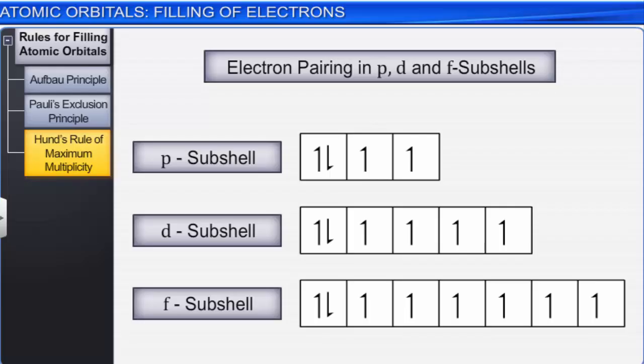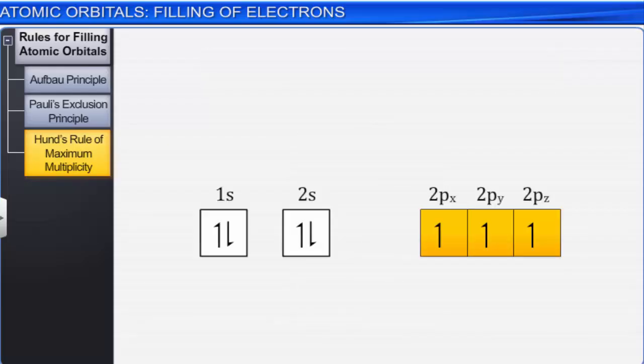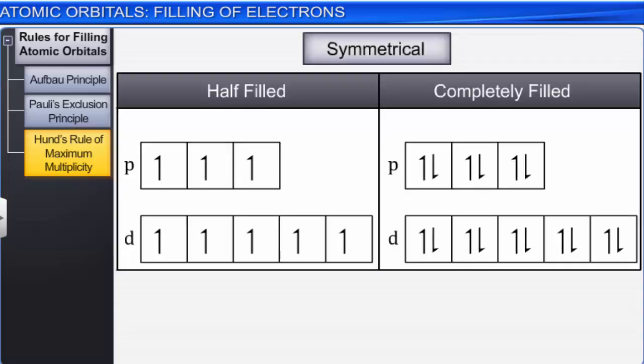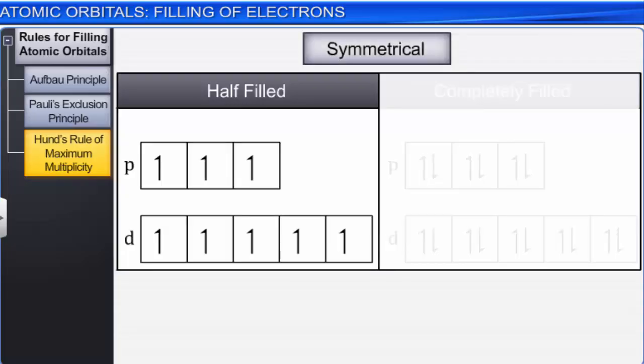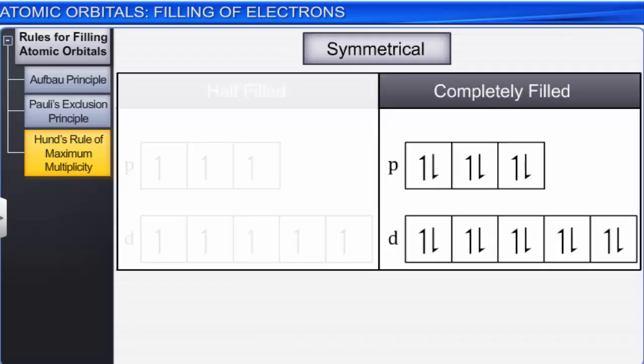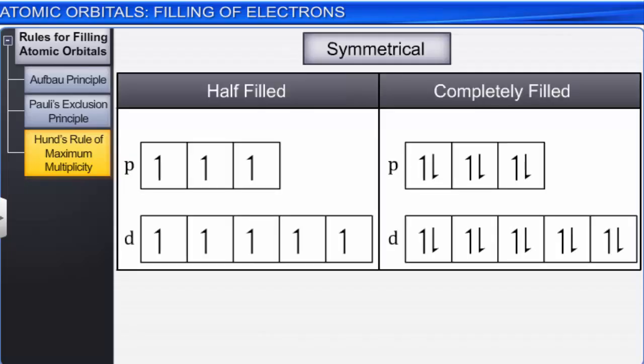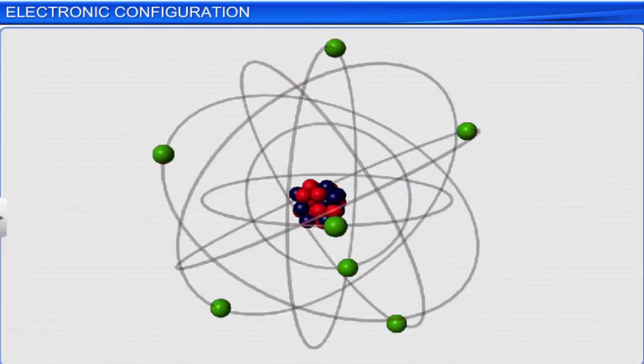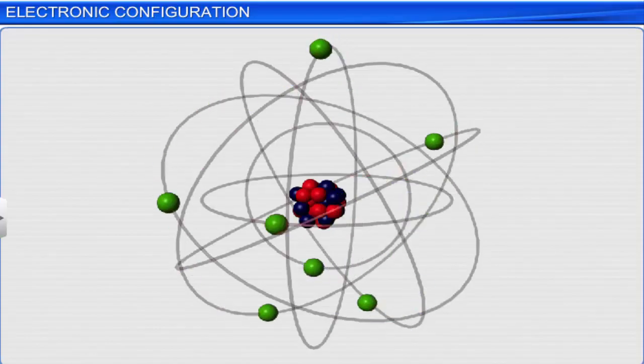Moreover, it is observed that half-filled and completely filled subshells impart greater stability to atoms due to the symmetrical distribution of electrons. More detailed explanation on the cause of stability of half-filled and completely filled subshells will be learnt in the later part. We can define electronic configuration as the distribution of electrons into various orbitals of an atom.